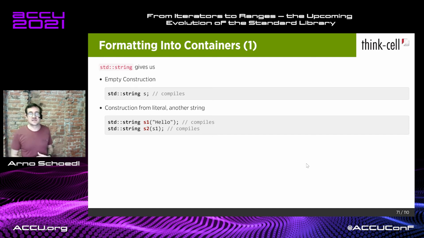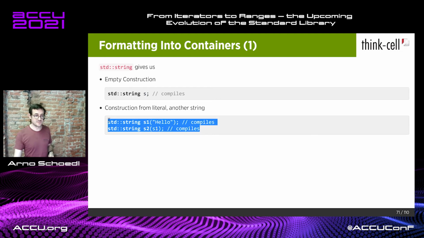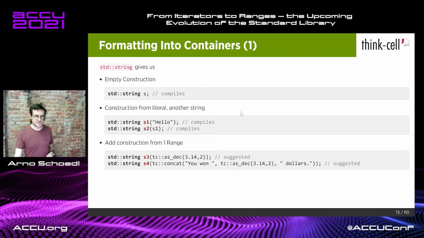Now, the string already gives us an empty construction. So an empty string is this, right? Now, you can construct a string also from another literal or another string. That also works in C++ already just fine. Now, it's probably pretty uncontroversial that you want to also construct a string from a single range. I know that there are plans in the standard to do this range to, say, vector conversion to allow that. And so in the best of all worlds, I think you would be able to plug a single range in here.